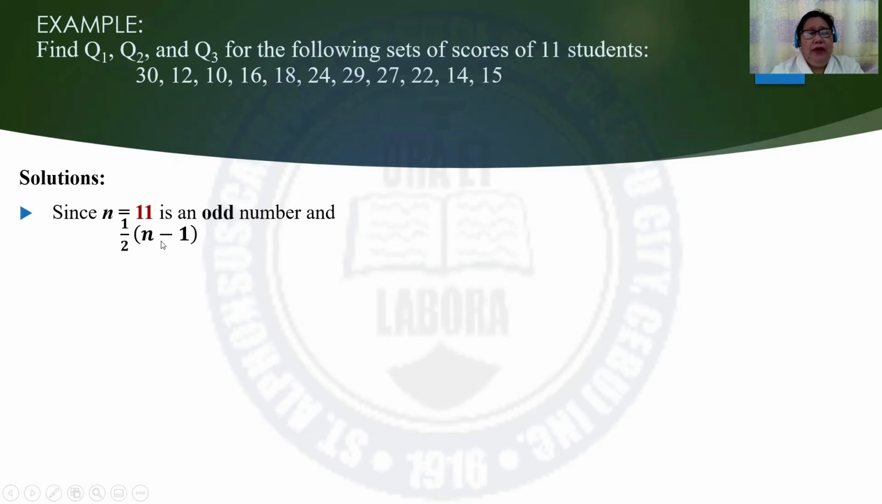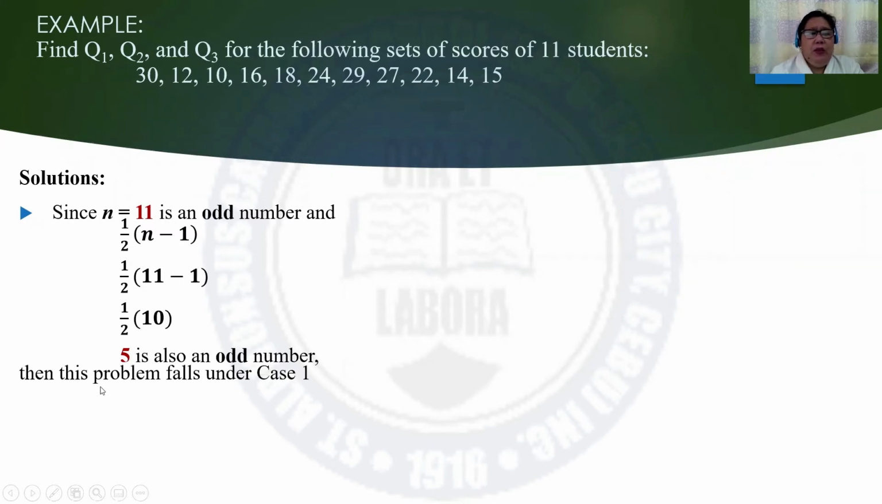And 1/2 of n minus 1 will be 1/2 of 11 minus 1. And 11 minus 1 is 10. 1/2 of 10 is 5. And 5 is also an odd number. So this problem falls under case 1, because in case 1, we have n is odd and 1/2 of n minus 1 is also an odd number.